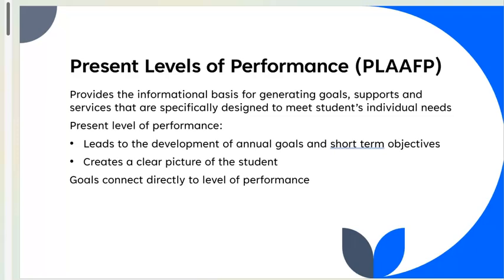The present level of performance leads to the development of annual goals and short-term objectives, and it should create a clear picture of the student. Also, the annual goals that you develop for a student should connect directly back to this level of performance. So this is the very first step in determining what the student needs in order to be successful in the general curriculum.